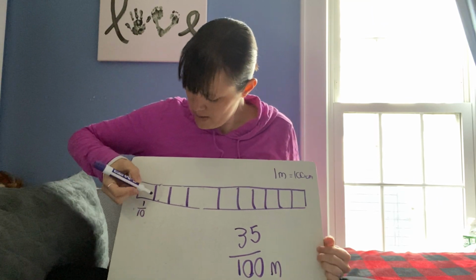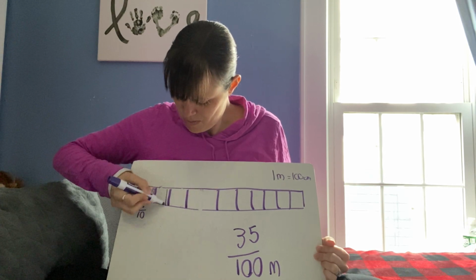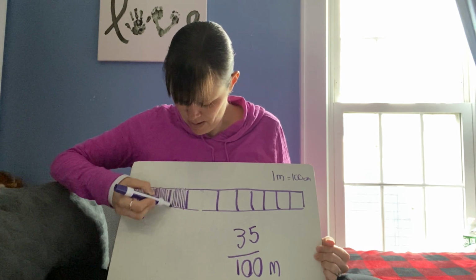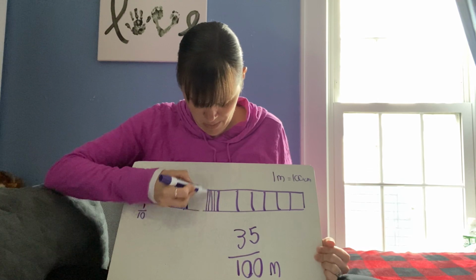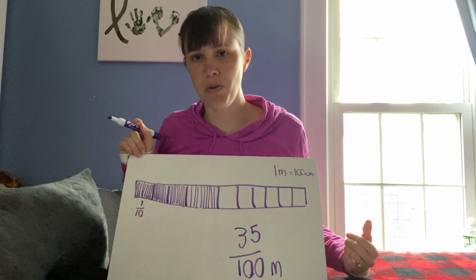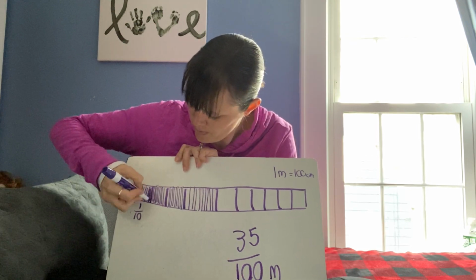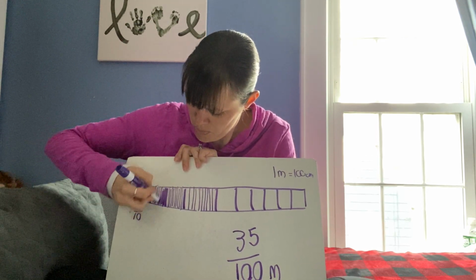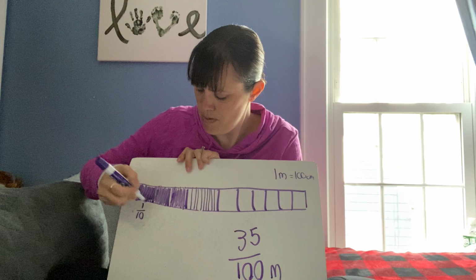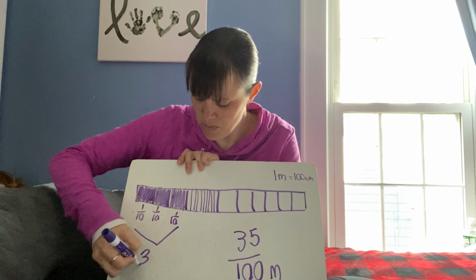Well, let's break these. 1, 2, 3, 4, 5, 6, 7, 8, 9. 1, 2, 3, 4, 5, 7, 8, 9. 1, 2, 3, 4, 5. Okay, so let's pretend they're all broken into 10s, right? How do I do 35? I do 10, 20, 30. Oh, 1/10, 1/10, 1/10. How many tenths is that? That's 3/10.